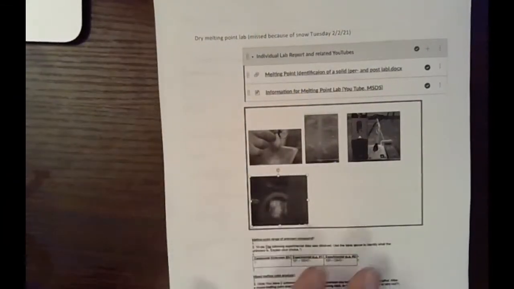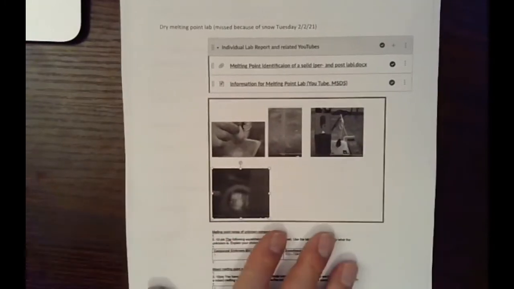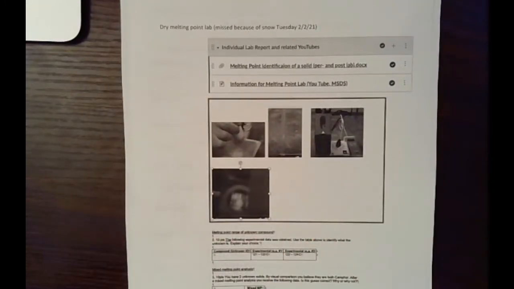Okay, guys, Group A. This is mostly for Group A, but Group B can benefit from it too.